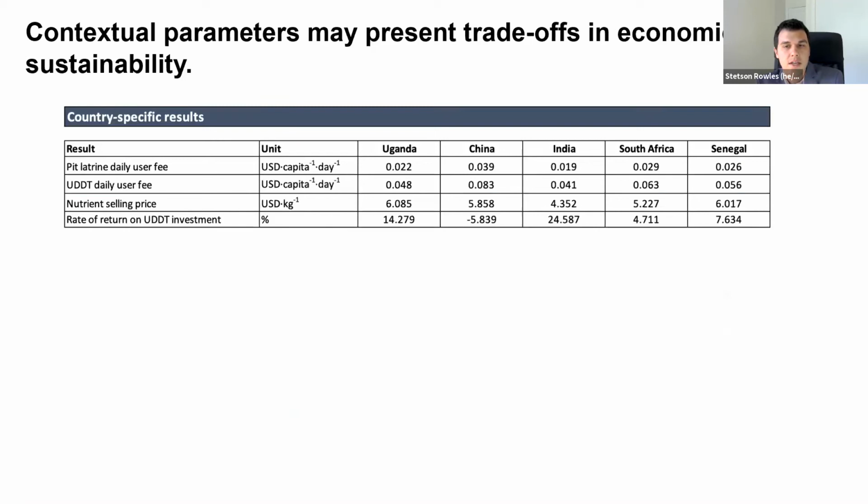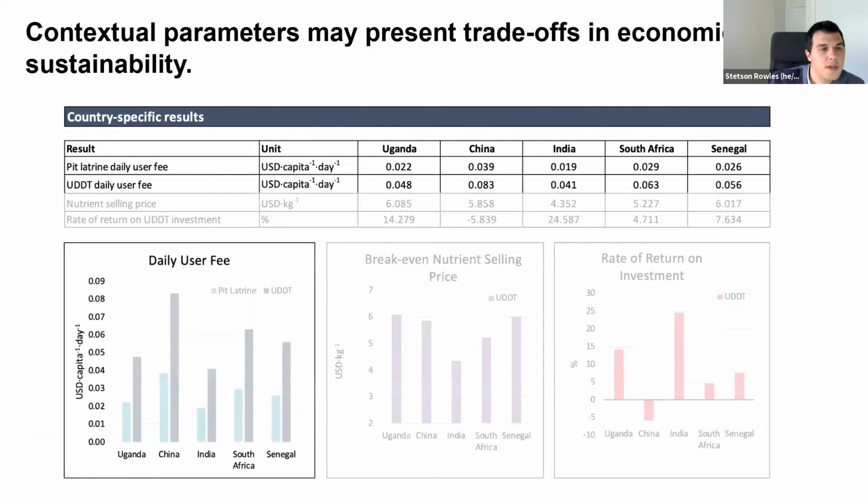Now looking at the country-specific results, these are listed under the results tab and they're on the left. You can see a table of the results listed here, and we're going to just go through them one by one. So next, please. The first is daily user fee. And in the graph that's generated, you can see along the abscissa here, it shows the names of the countries. And then along the ordinate is that daily user fee. And pit latrines are shown in light blue, and then the dark blue is the UDDTs.